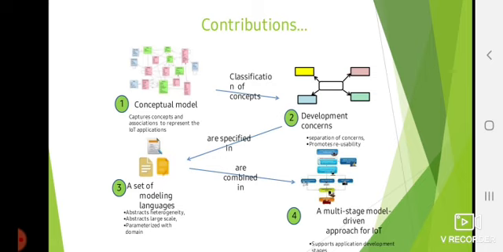The conceptual model captures the concepts and associations present in an IoT application. It gives the classification of concepts and development concerns. The separation of concerns and promotion of reusability are specified in a set of modeling languages. Then they are combined in a multi-stage model-driven approach for the IoT, which supports the application development stages. The set of modeling languages abstracts the heterogeneity, abstracts the large scale, and is parameterized with the domain. The development concerns provide separation of concerns and promote reusability. These are the contributions of the Internet of Things in application development.